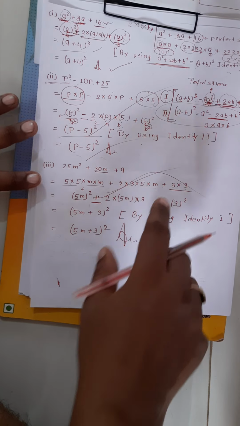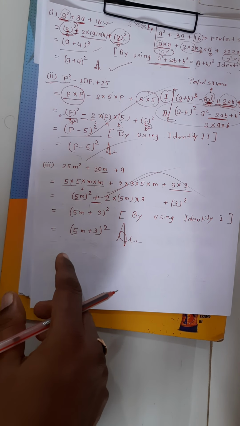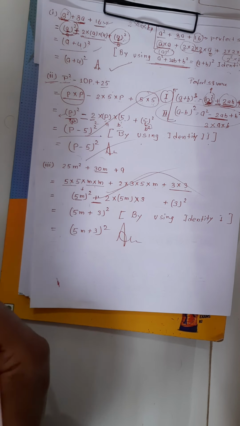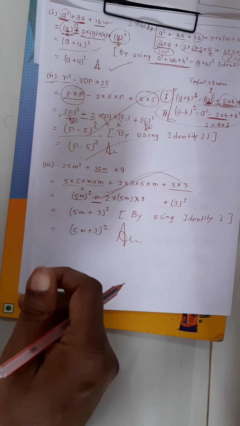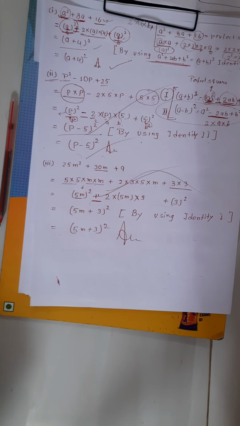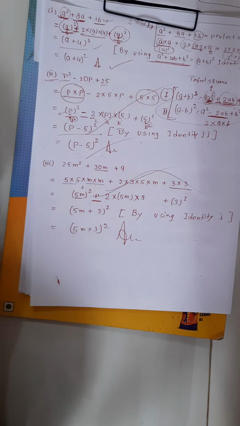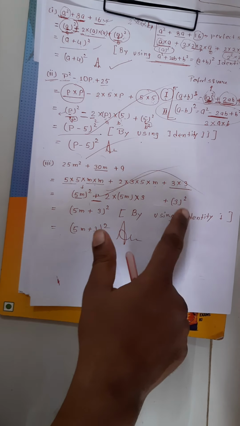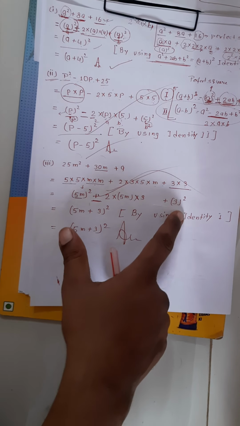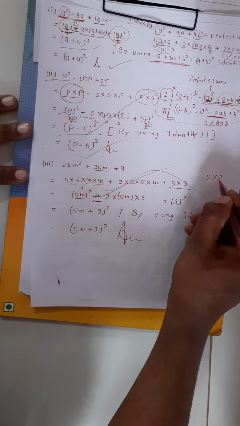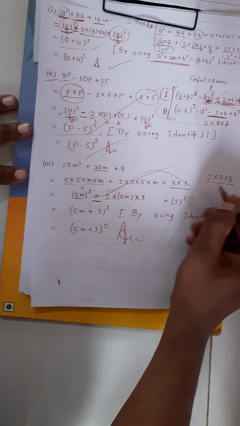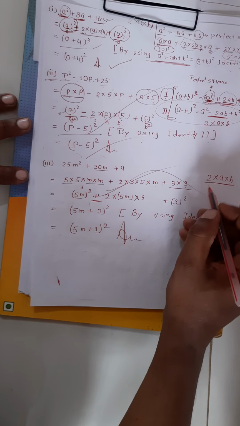Okay, now first condition fulfilled. For the second condition, what is our condition? That we will check the structure of 2AB. Okay, 2 perfect square we have got. Now we need 2 into A into B. Okay, check for 2 into A into B.